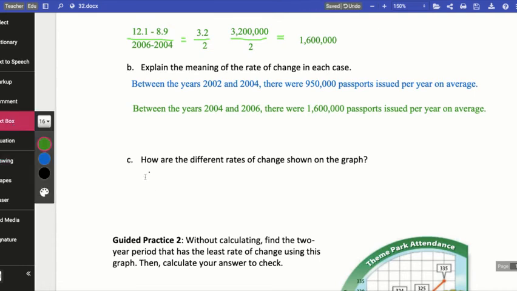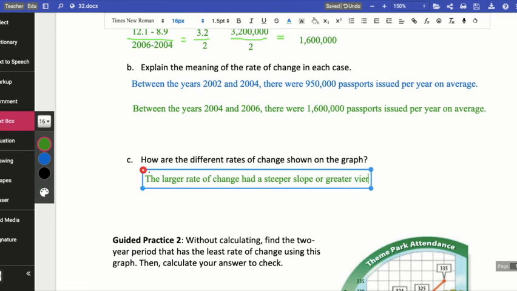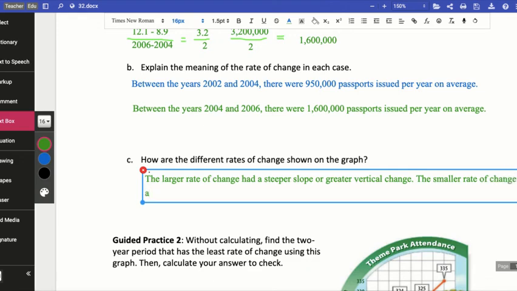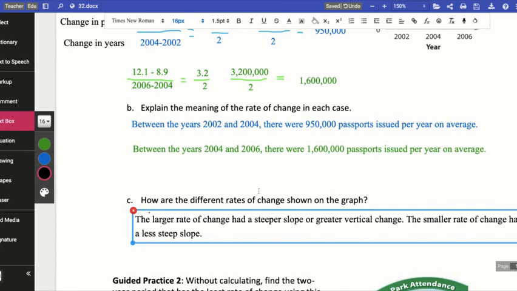The larger rate of change had a steeper slope or greater vertical change. And then we could also say that the smaller rate of change had a less steep slope. And so that's something you can pay attention to as we move on with other lessons.